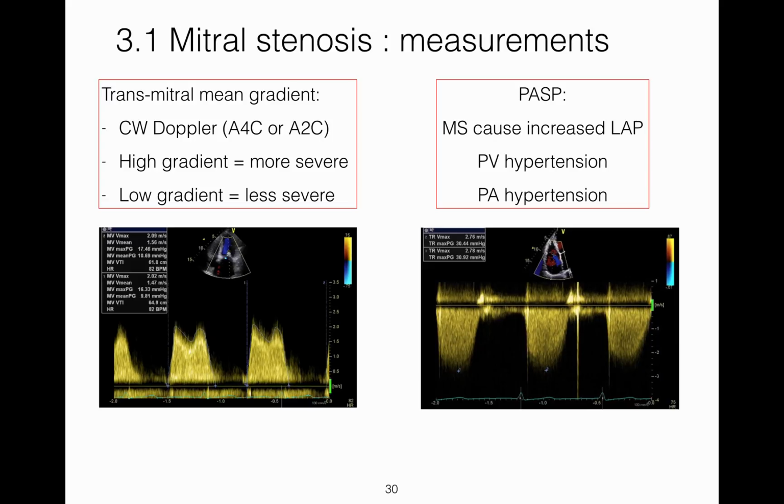Mitral stenosis causes an increase in left atrial pressure. This leads to an increase in pulmonary vein pressure, and with significant stenosis, it also leads to an increase in pulmonary artery pressure. For this reason, it is recommended that the pulmonary artery pressure be measured using the Bernoulli equation to estimate RV pressure and in turn pulmonary artery systolic pressure by sampling the peak tricuspid regurgitant velocity.